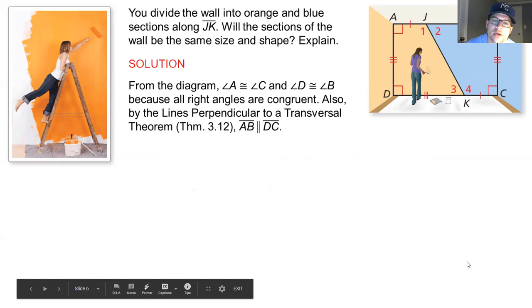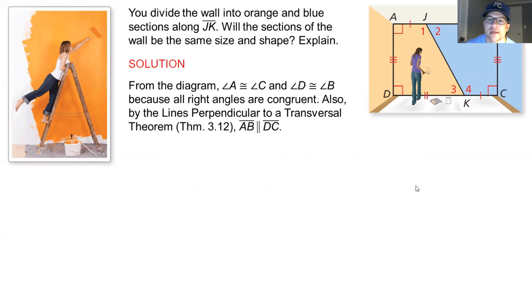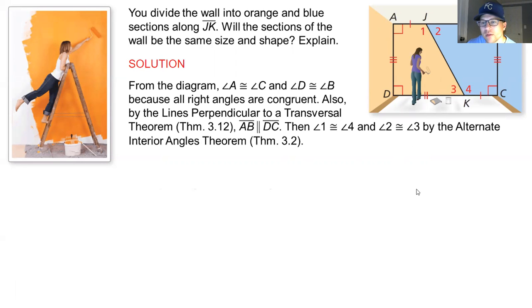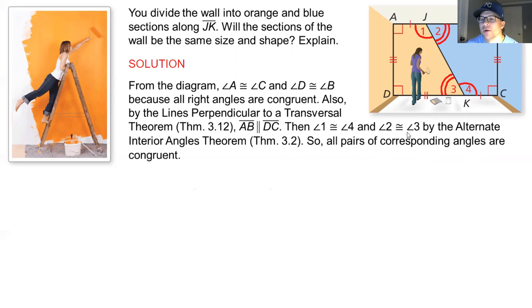So because the lines are perpendicular and using the transversal theorem, you can say that those lines are parallel to each other. Then we can also figure out by the alternate interior angle theorem that angle 1 is congruent to angle 4 and angle 2 is congruent to angle 3. Notice that they're on different sides of this transversal, or the line that's cutting in a different shape. You can conclude that those two are equal. So we're going to go ahead and mark those right there on the picture. So all the pairs of corresponding angles are congruent.